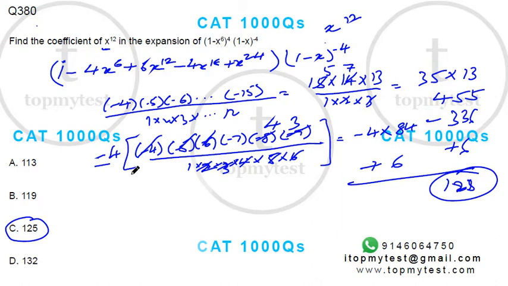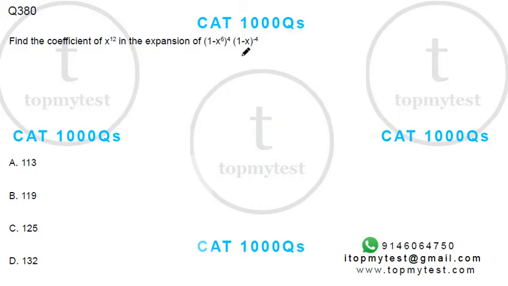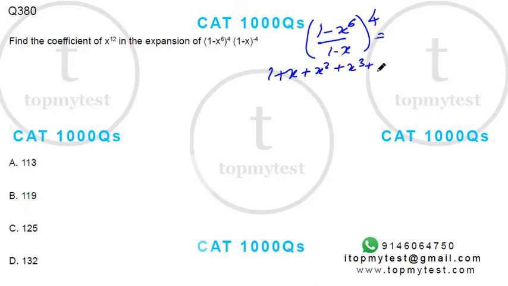Now the second way of doing it, if you don't want to use binomial expansion, is another way also. I can write this as 1 minus x to the power 6 divided by 1 minus x whole to the power 4. Now a to the power n minus b to the power n divided by a minus b will expand as 1 plus x plus x square plus x cube plus x to the power 4 plus x to the power 5, whole squared.